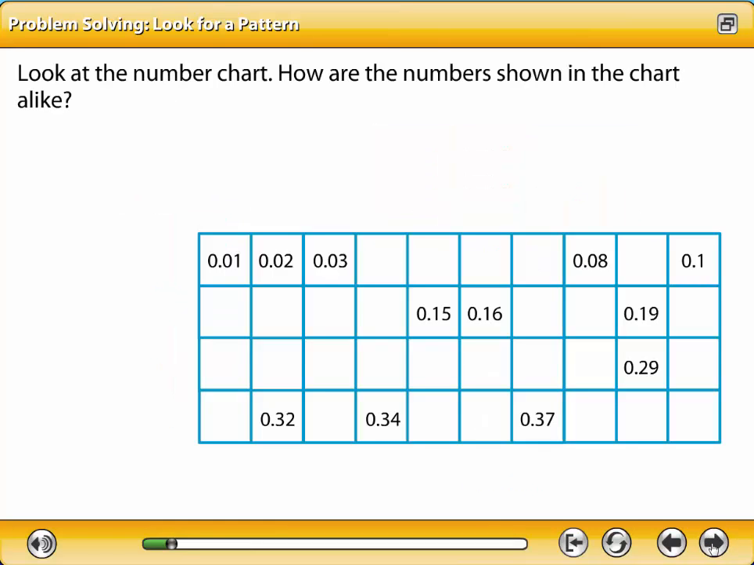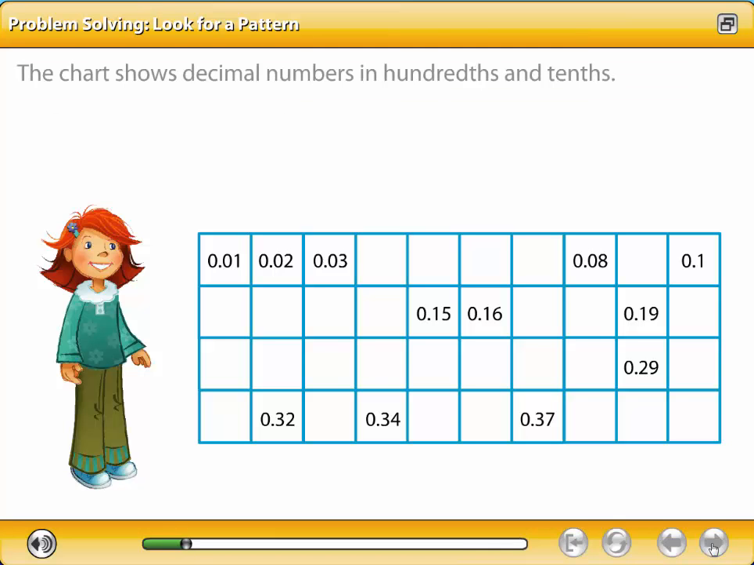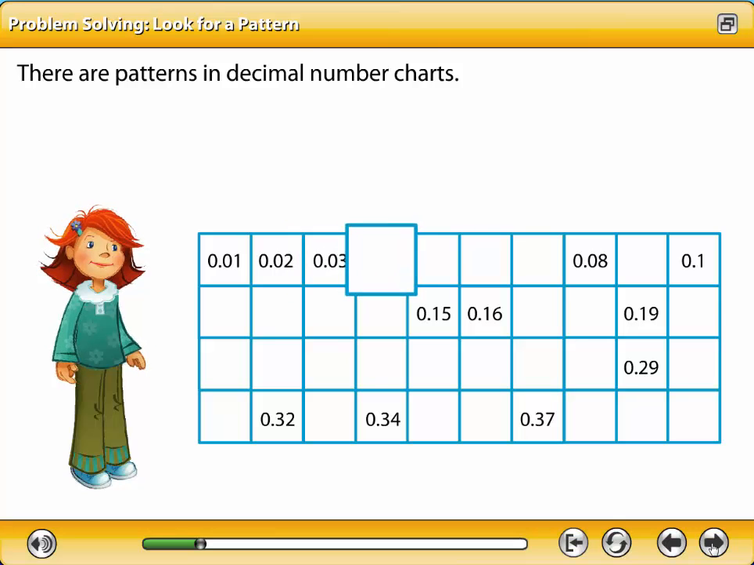Look at the number chart. How are the numbers shown in the chart alike? The chart shows decimal numbers in hundredths and tenths. There are patterns in decimal number charts.